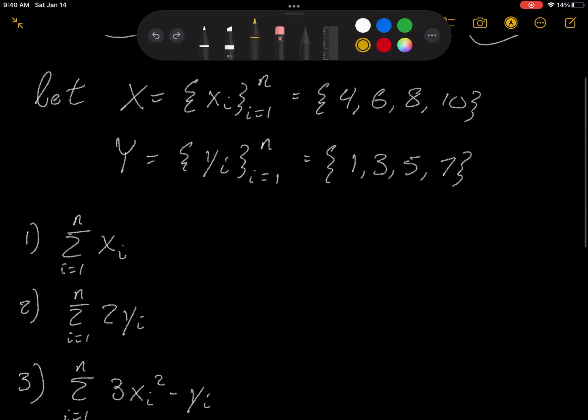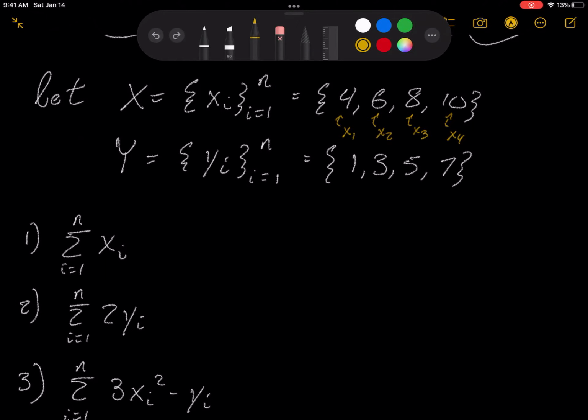I have two data sets here. The first one I call x, and inside the data set x are a bunch of little x's, and I count those little x's with the index i. All right, so this point right here is x1. This is the second x value, so it's x2. This is x3. This is x4. So if I specify that this set is a set of x values from 1 to n, then necessarily n is equal to 4 because I have 4 data points.